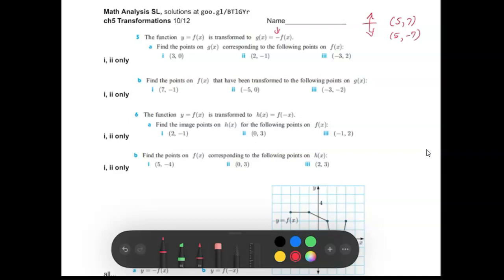Okay, so 3, 0, how would that change? Oh, we're only going to do 1 and 2, okay? 3, 0, 3 stays the same, and the 0 becomes negative, but negative 0 is just 0, so actually there's no difference, okay? What about number 2? So for number 2, the 2 stays the same because the x stays the same. The y coordinate, negative 1, becomes positive 1, okay? All right, let's do the next one.